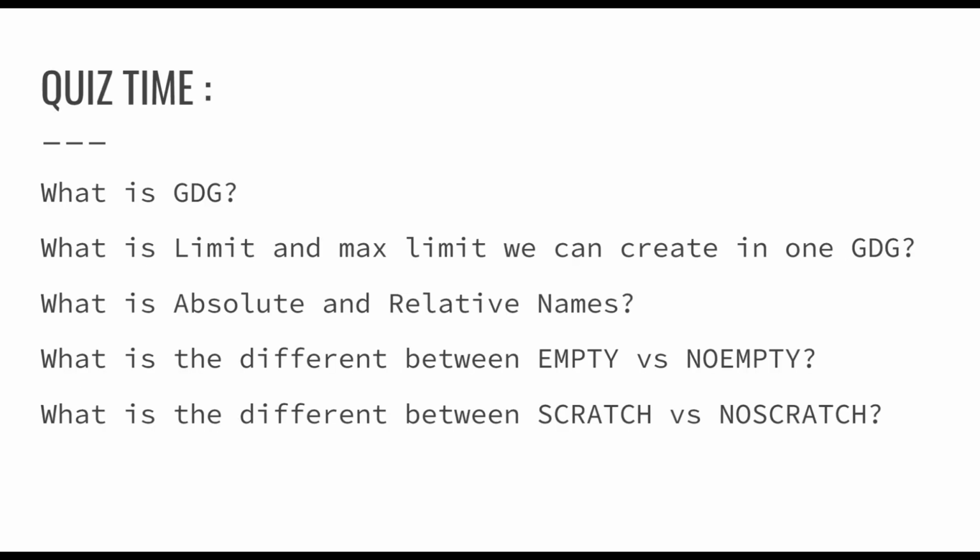Hope you have understood the concepts we have discussed. Now let's have a quiz time. Comment your answers in the comment box for the questions below: What is GDG? What is the limit, and what is the maximum limit that can be created in one GDG? What is the difference between absolute and relative names? What is the difference between EMPTY and NOEMPTY? And what is the difference between SCRATCH and NOSCRATCH?